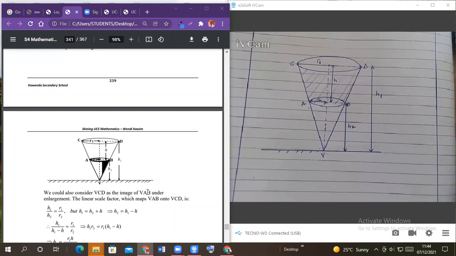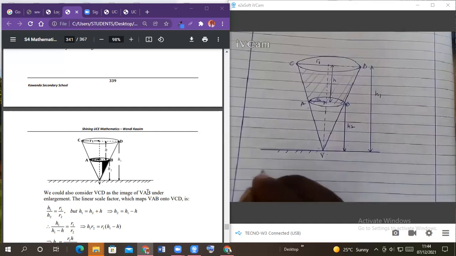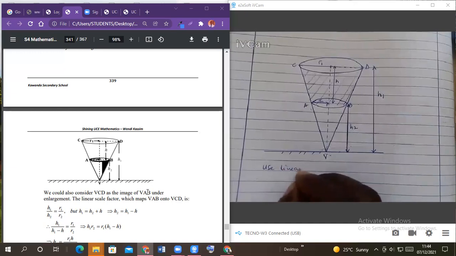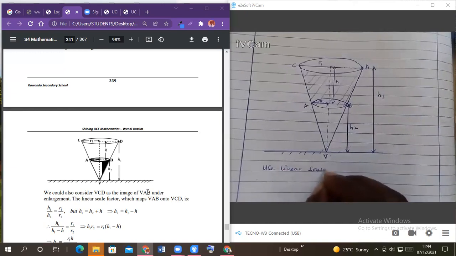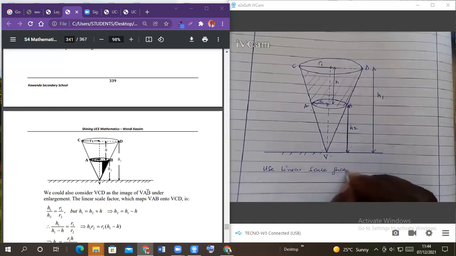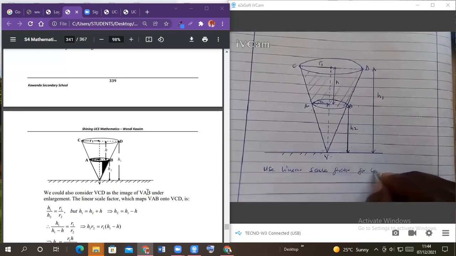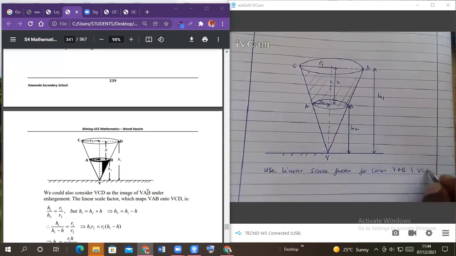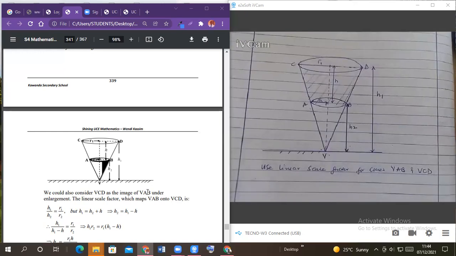So in that case, we are going to use the linear scale factor for cones VAB and VCD. The linear scale factor.